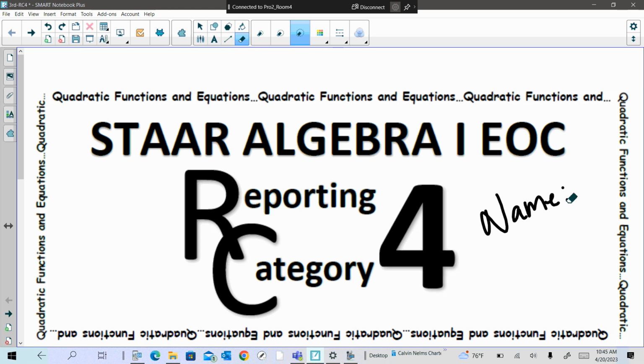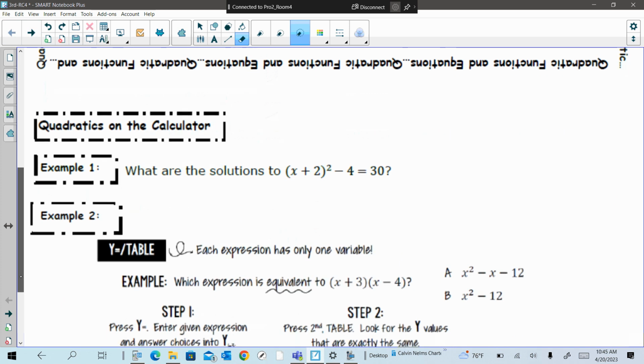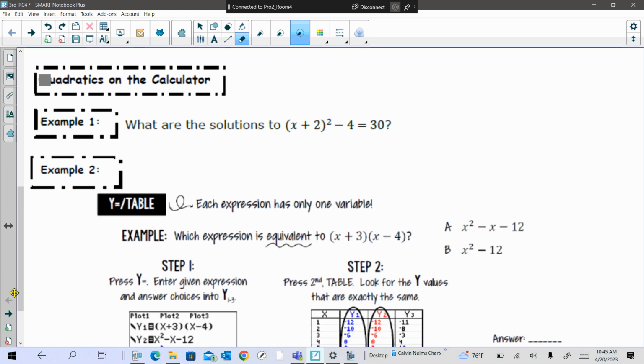Okay, so the first thing, if you flip it open, this is what you should see. Quadratics on calculator. Did you see that section? Okay, so we're just going to focus on example 1. Example 2 is just a problem solving method. So example 1 wants to know what is the solution to the equation (x plus 1) squared minus 4 equals 30.